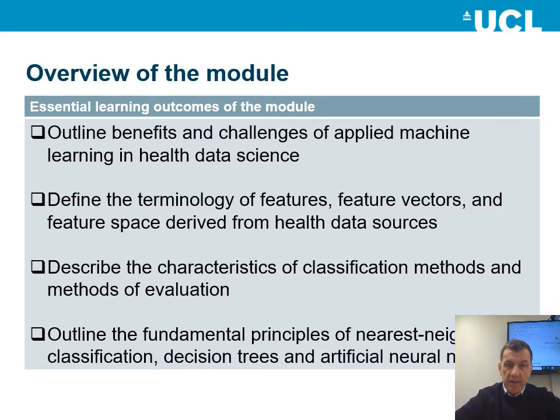I'm going to talk about some of the different ways in which these can be classified using machine learning, and importantly, some of the ways in which these can be evaluated. We're going to deal with three approaches to machine learning. The simplest is something called k-nearest neighbors classification. There's another algorithm which we're going to talk about known as decision trees, and finally we're going to talk about artificial neural nets.